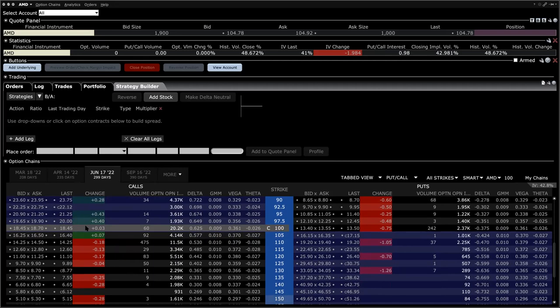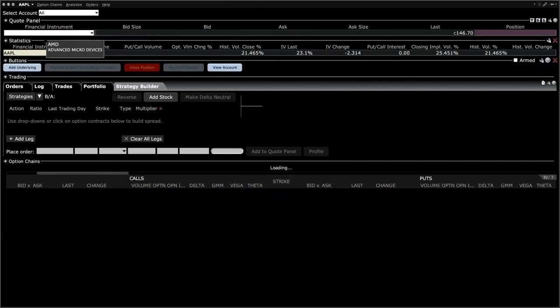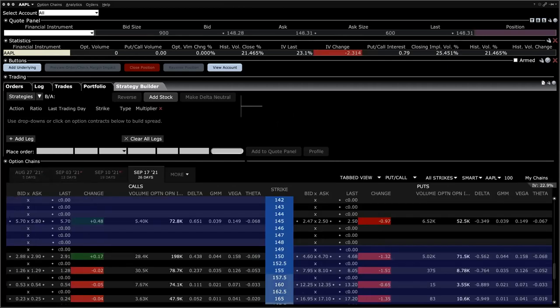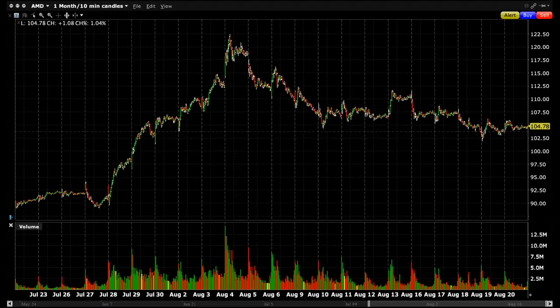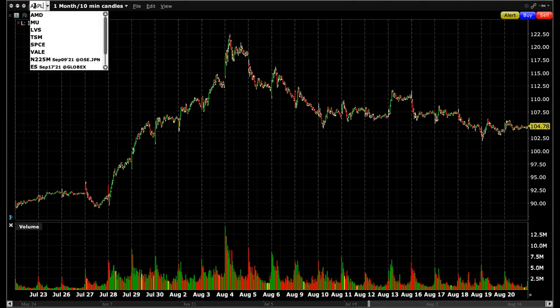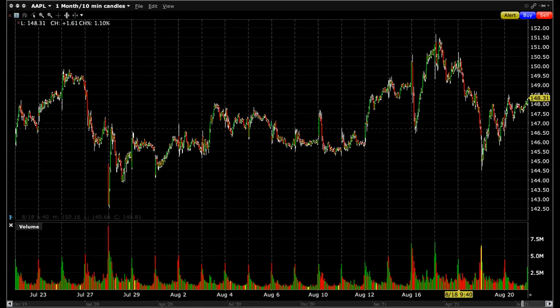So, MU, LBS, TSM, those look pretty solid from a value standpoint. And next up, we're going to look at AAPL, right? So AAPL hit all-time highs last week and then pulled back, right? Here's the chart. I'm going to pull up AAPL. So last week we hit an all-time high of 151.50 on Tuesday, pulled back down to 144 and change, and over Thursday and Friday recovered to 148 and change.